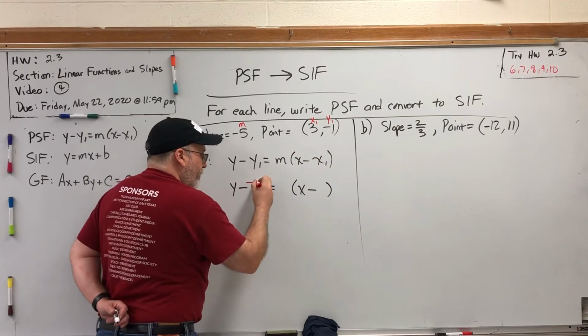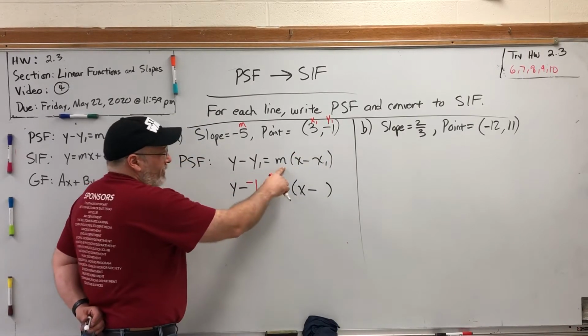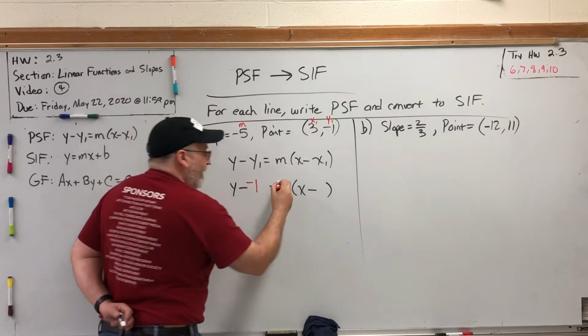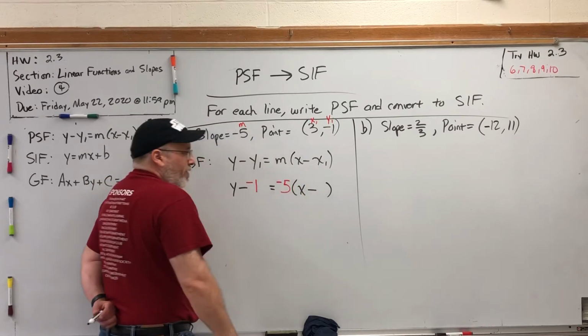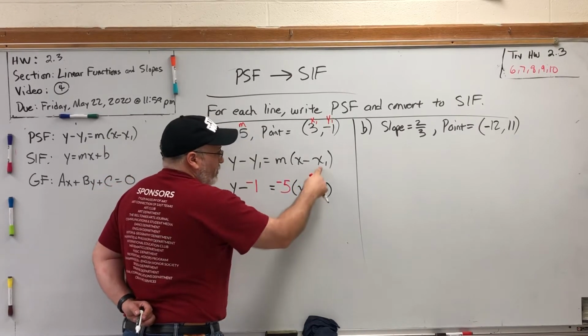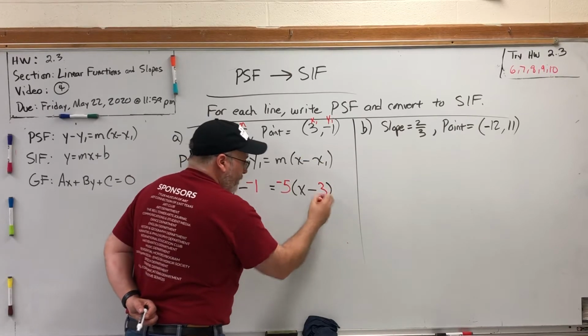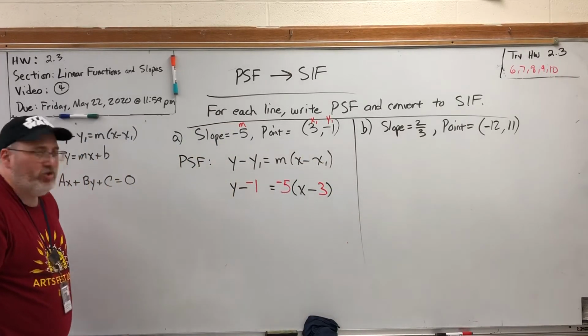So what value will I insert for y1? -1. What value will I insert for m? -5. And what value will I insert for x1? 3. At this point, we have point-slope form.